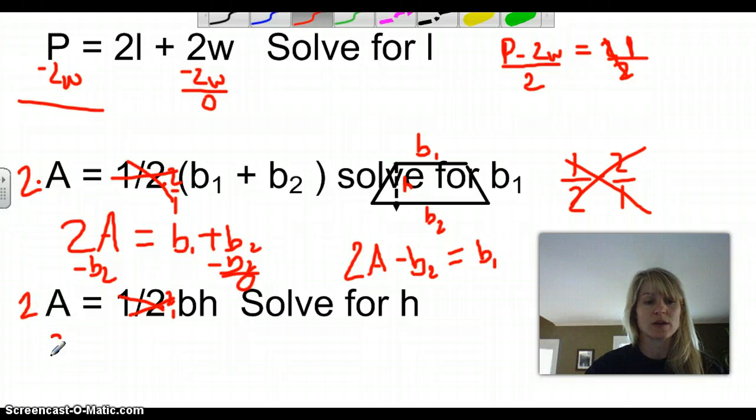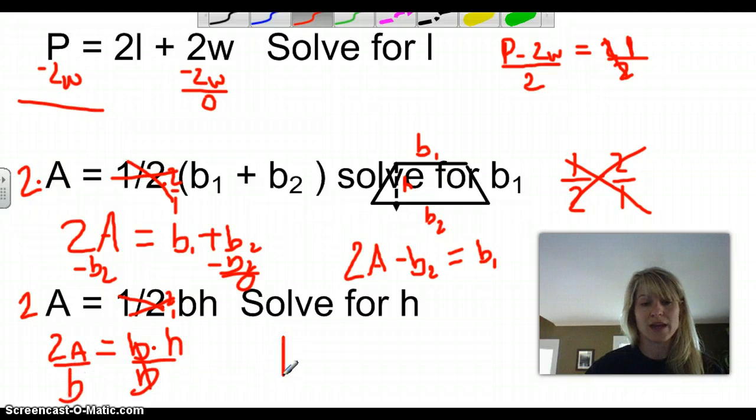So now this becomes 2a equals b base times height. H is height. Solve for h. So to get rid of the b, divide both sides of the equals. So I have the height is equivalent to twice the area divided by the base.